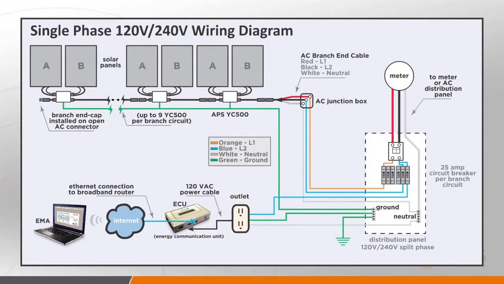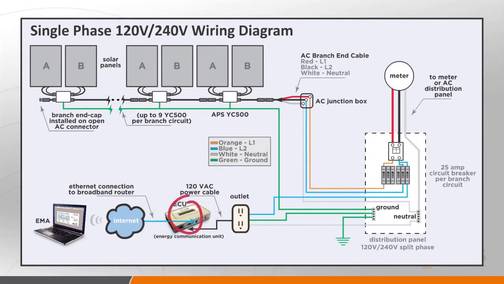This is a simplified typical residential single-phase system diagram. Things to note here are that, as described previously, the YC500 is assigned to two PV modules, typically described as Side A and Side B. When hooking up the AC cabling, there are three conductors: the red L1, the black L2, and then the neutral, which is used in the PLC communication with the ECU.